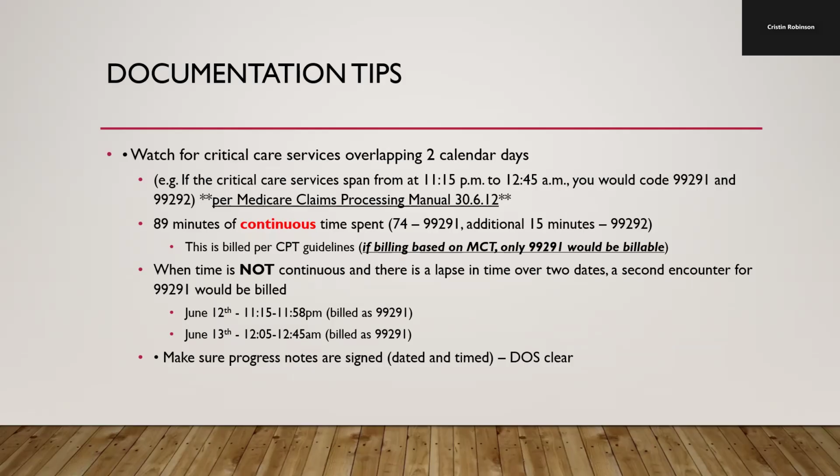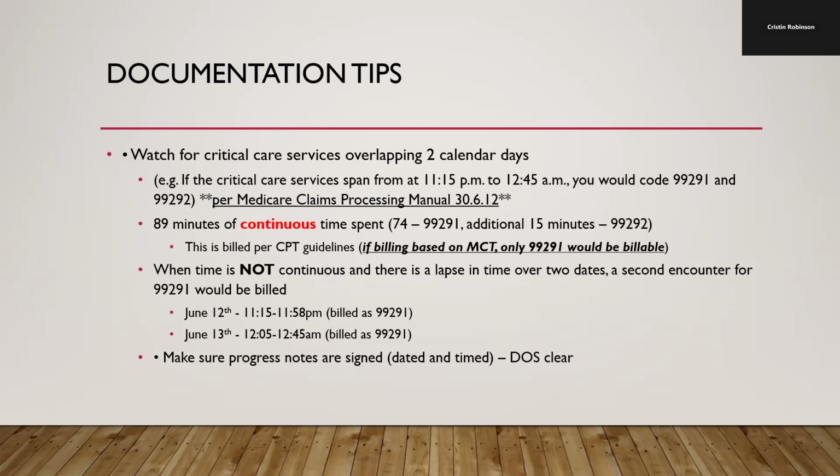Sometimes critical care services overlap two calendar days. Per the Medicare Claims Processing Manual 30.6.12, it states that if the time is continuous, that means there is no break in time from the first date of service to the second date of service, then you can bill it as if it was one date, and you would bill the appropriate 99291 and 99292 based on time documented.